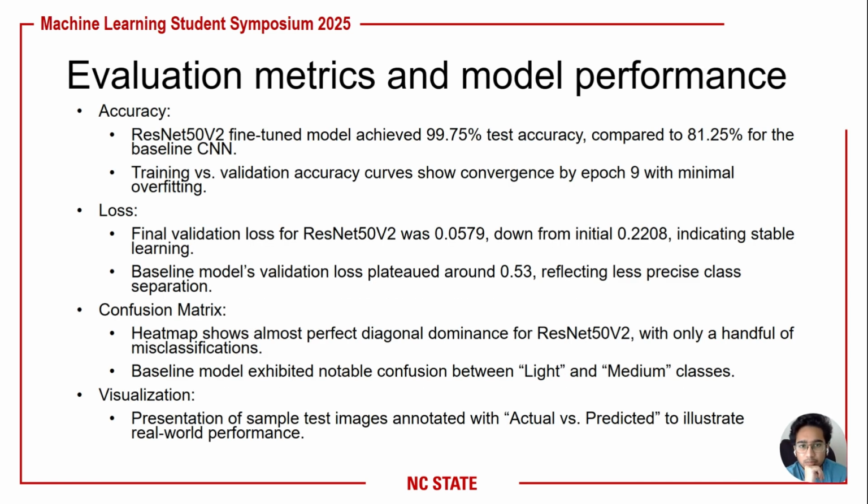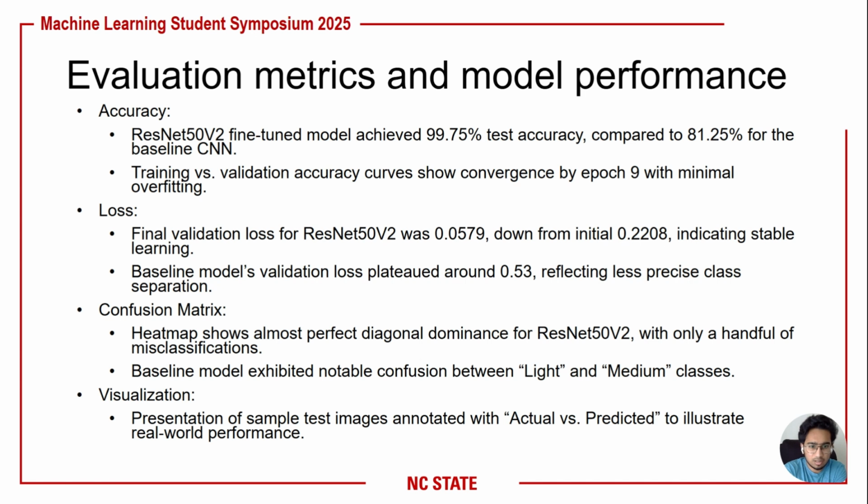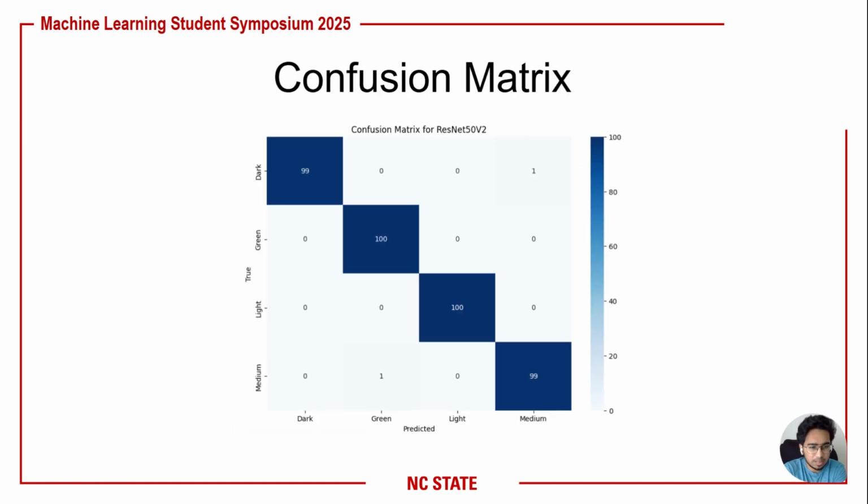Coming to the evaluation metrics and model performance, the main metrics that we took were accuracy, loss, confusion matrix, and visualization. So, coming to the confusion matrix, as you can see, it's mostly diagonal dominance for ResNet 50v2. The baseline model exhibited notable confusion between light and medium classes, so this is a lot better.